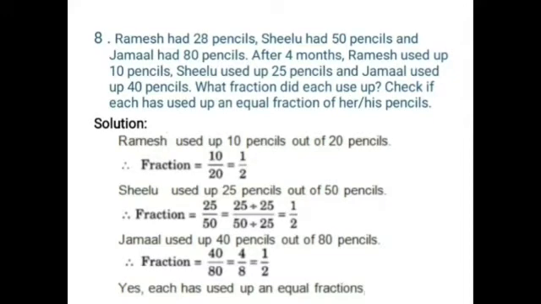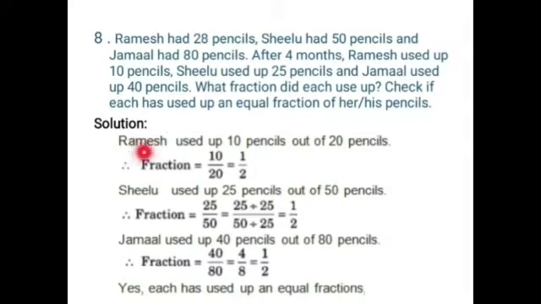See question number 8. Ramesh had 28 pencils, Sheelu had 50 pencils, and Jamal had 80 pencils. After 4 months, Ramesh used up 10 pencils, Sheelu used up 25 pencils, and Jamal used up 40 pencils. What fraction did each use up? Check if each has used up an equal fraction of her or his pencils.